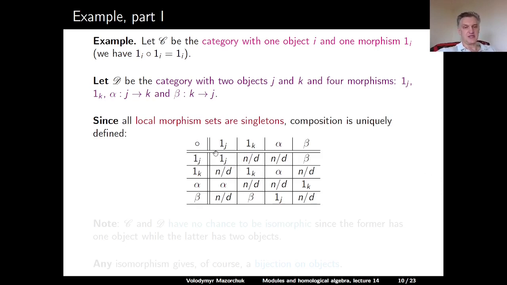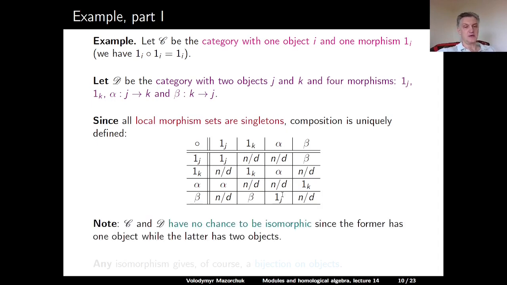So if we compose 1J after 1J, we get 1J. We cannot compose 1J after 1K or 1J after alpha. Composing 1J after beta gives us beta. Similarly, 1K can only be composed after 1K, producing 1K, and after alpha, producing alpha. Alpha can be composed after 1J, giving alpha, and after beta, producing 1K. And finally, beta can be composed only after 1K, giving beta, and after alpha, giving 1J.